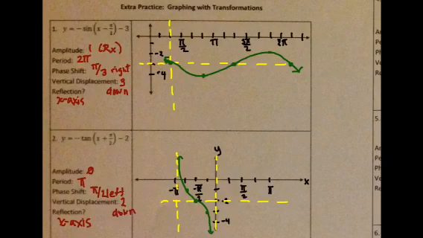Alright, so here I already have the solutions all written up, so I'm just going to walk you through it. For the amplitude, you get it from here. It's a 1. The Rx means reflecting over the x-axis. The period is 2 pi because B is 1. The phase shift, you set the argument equal to 0 and you get pi over 3, so it goes to the right. Vertical displacement is 3 units down. And reflection, yes, over the x-axis.